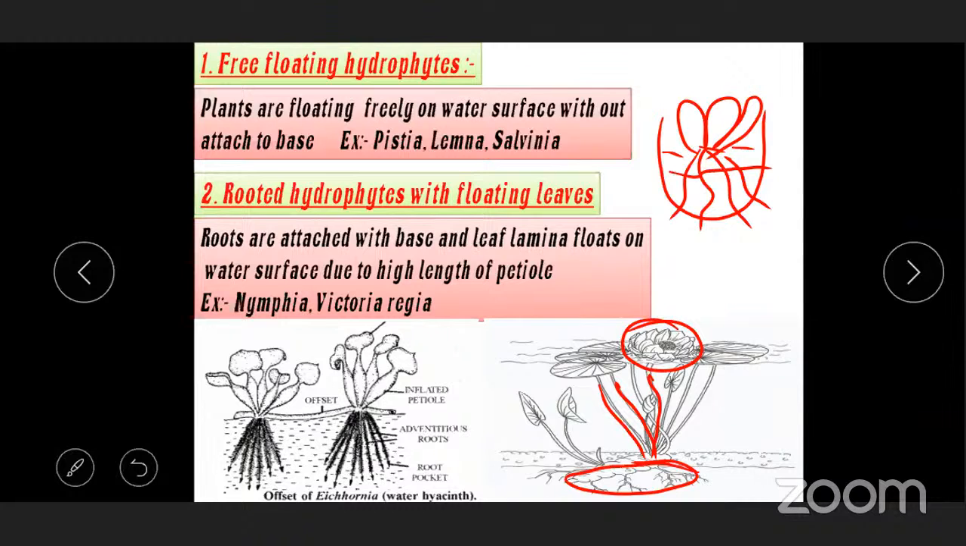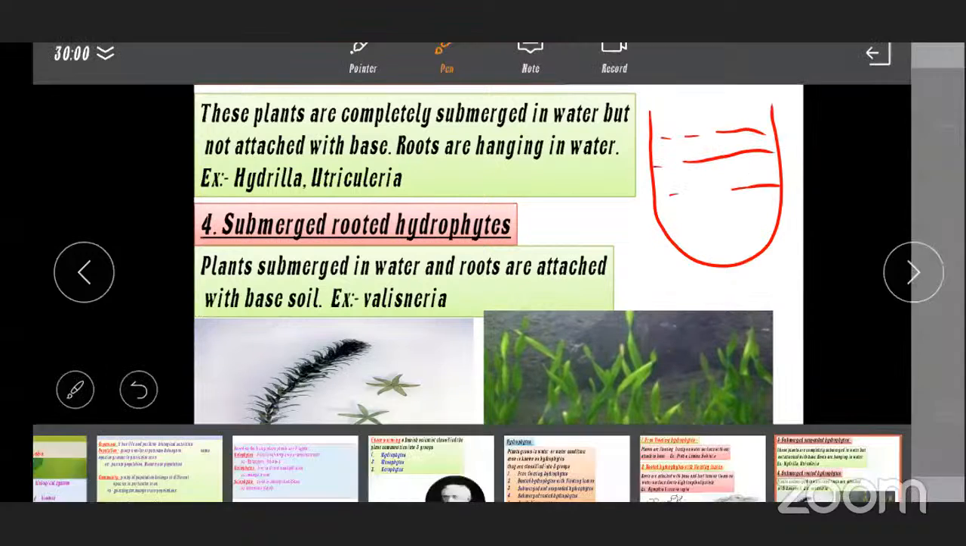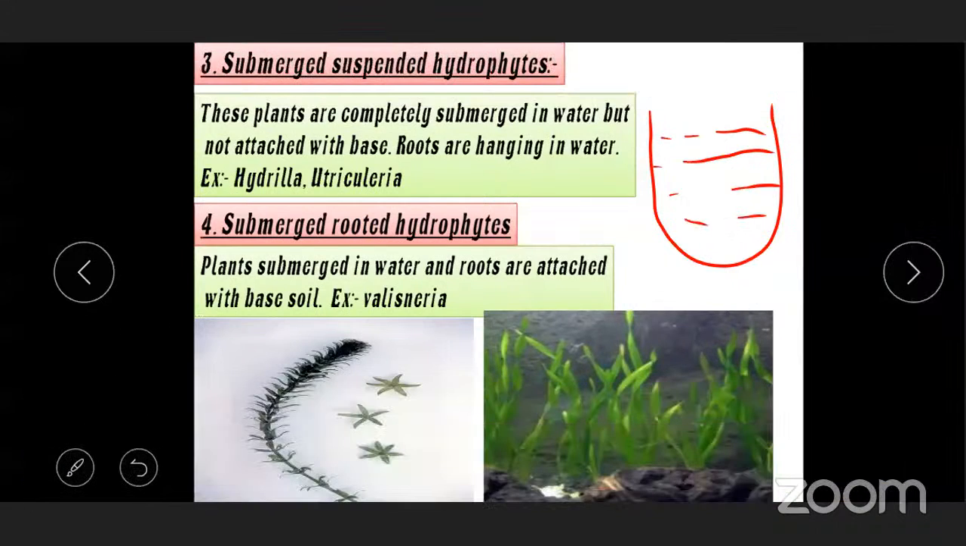Rooted hydrophytes with floating leaves means the leaves float on the surface of water, but the roots are attached with the substratum. Third one, submerged suspended hydrophytes. See, this is water.